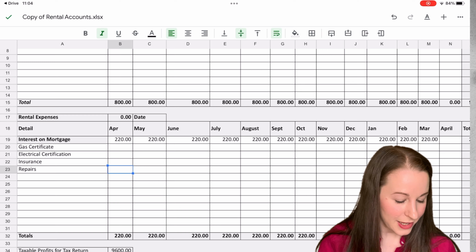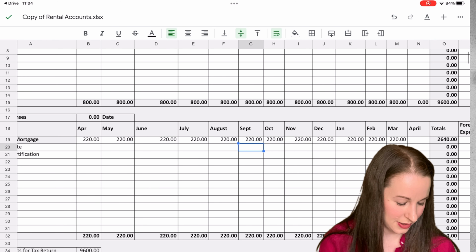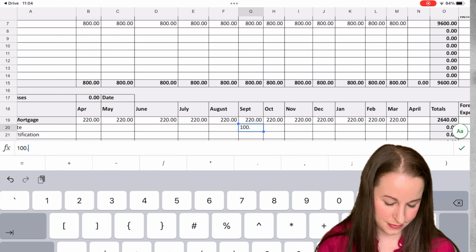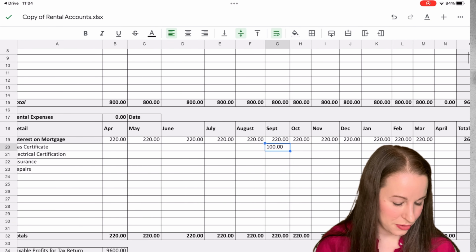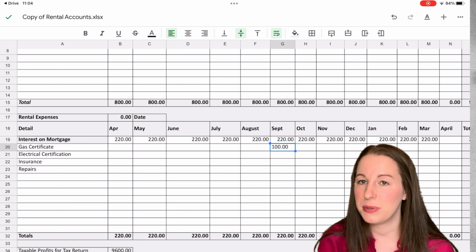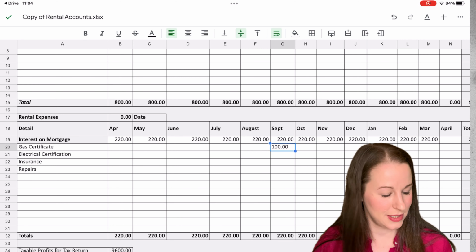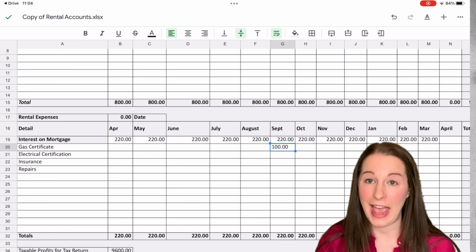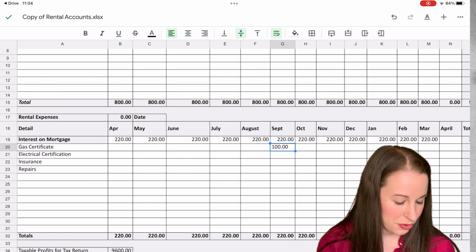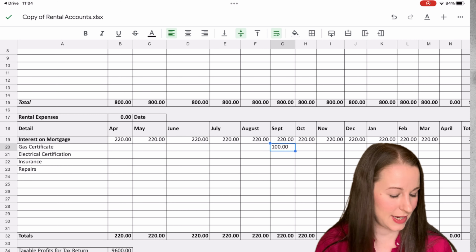Now, gas certificate, we got the gas certificate in September and it cost us £100. And then the electrical certification, I've not had this year, I had that done last year, so we're not going to include that. But obviously every 5 years there is going to be an electrical certification, especially for any property now. Insurance, I'm not going to enter here because we're going to put 2 properties in this example, and I'm going to put it on the summary page just so I can show you how that fits together.